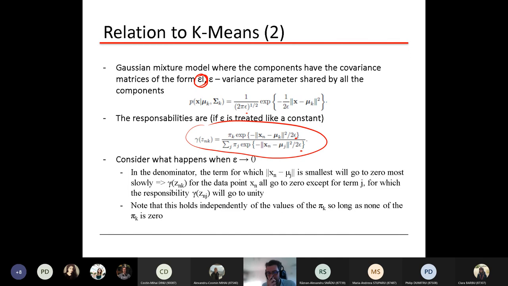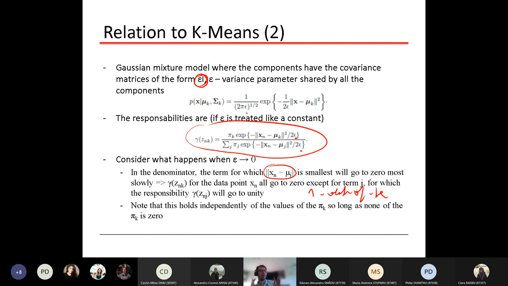And consider what happens when epsilon goes to zero, when the variance goes to zero, a very high precision. In the denominator, the term for which we have the smallest distance will go to zero more slowly than all the other ones. Therefore, the responsibility for that point is going to be equal to one, and for all the other points is going to be equal to zero. So we're going to get a one out of k encoding. This happens independently of the values for the mixing coefficients.